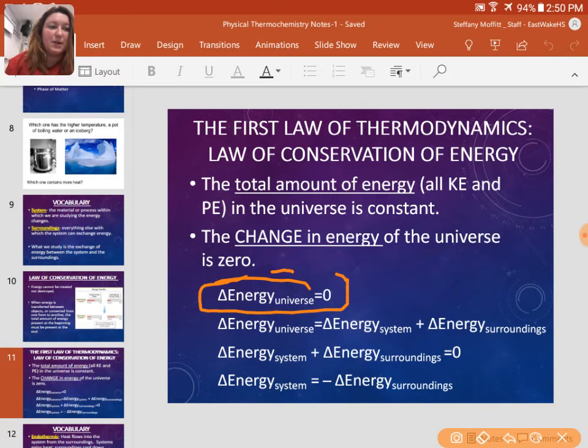The change in the energy of the system plus the change in energy of the surroundings, because they're just going to flip-flop back and forth. So the addition of these two numbers will always be the exact same, or zero. The change in the energy of the system plus the change in energy of the surroundings equals zero. So if this one loses, this one is going to gain. If that one gains, then that one's going to lose. The change will always equal zero. So the change in energy of the system will always be equal to the negative change in energy of the surroundings.